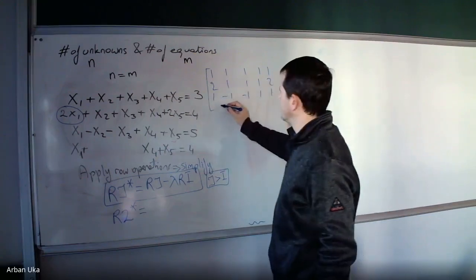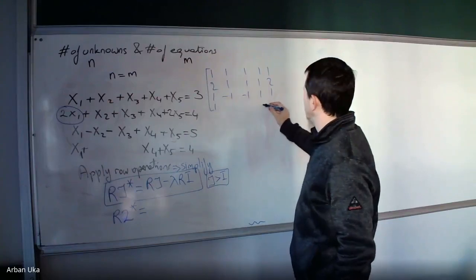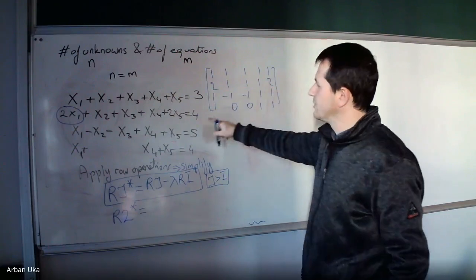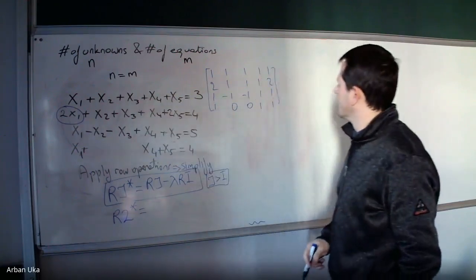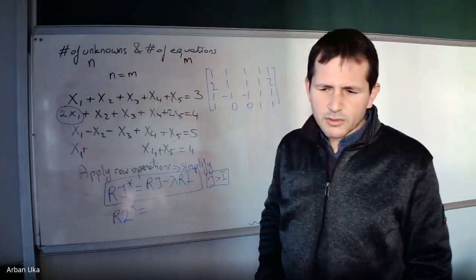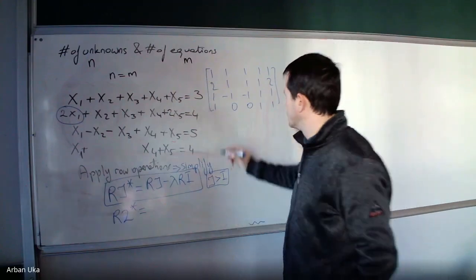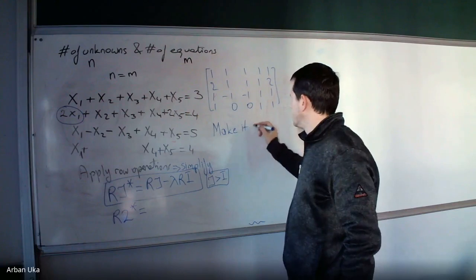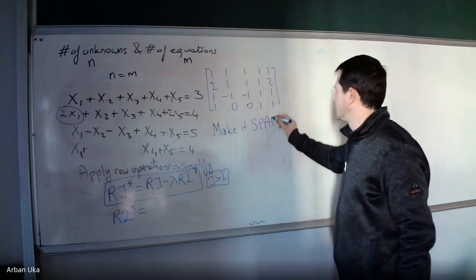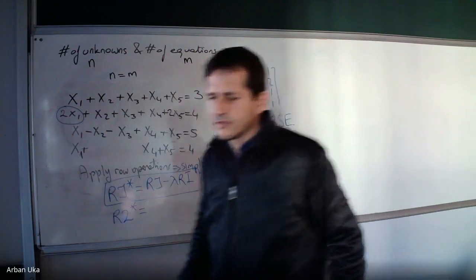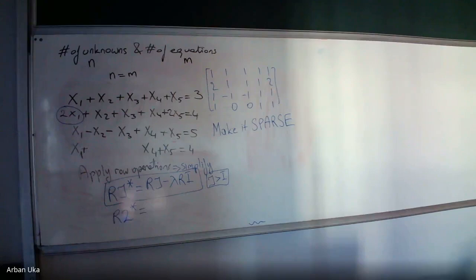And finally, we have 1, 1, 1, 1, 0, 0. So this is the coefficient matrix which belongs to these. Now, in this coefficient matrix, the objective is to make it as sparse as possible. What does sparse mean? Sparse means make a lot of zeros, because if we make zeros, we remove the redundant information.